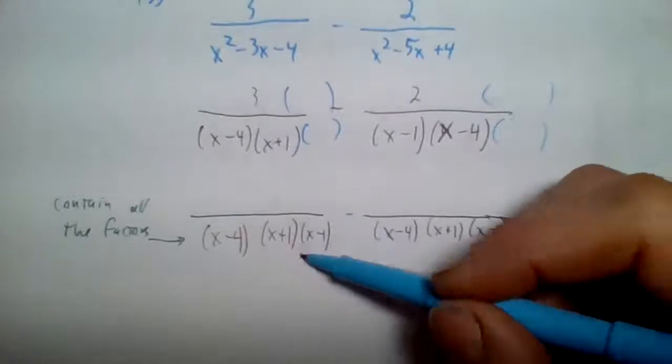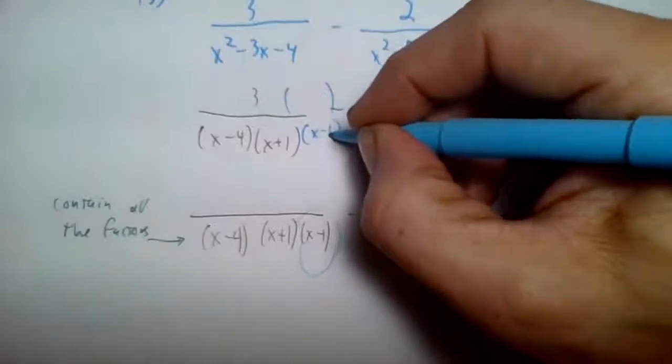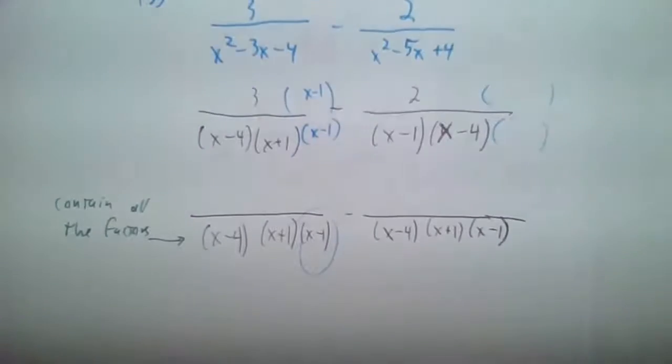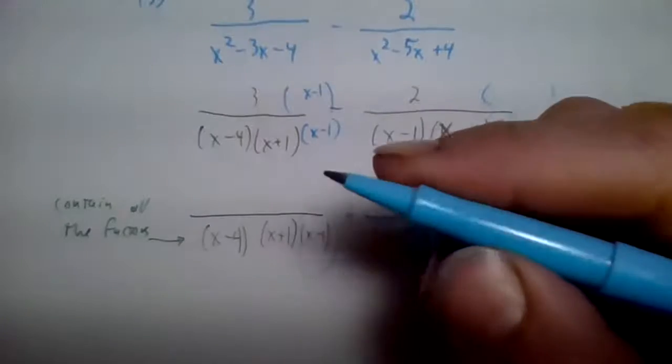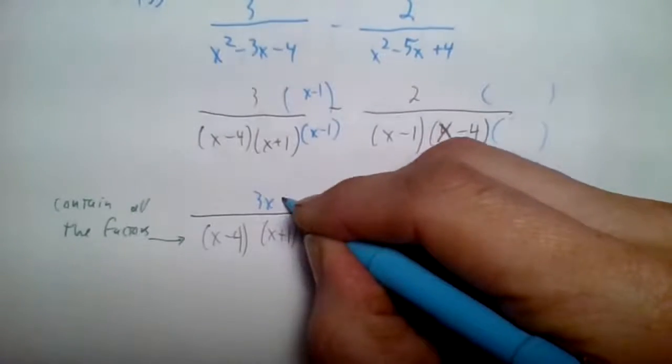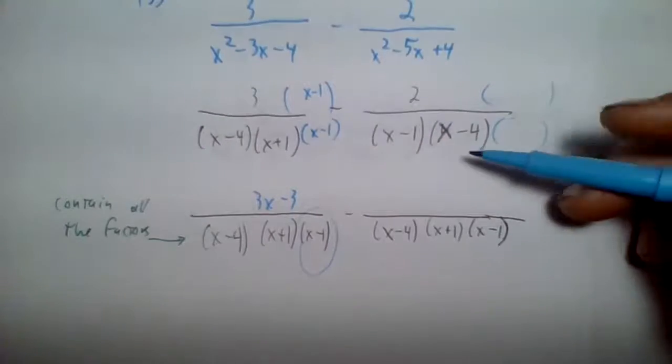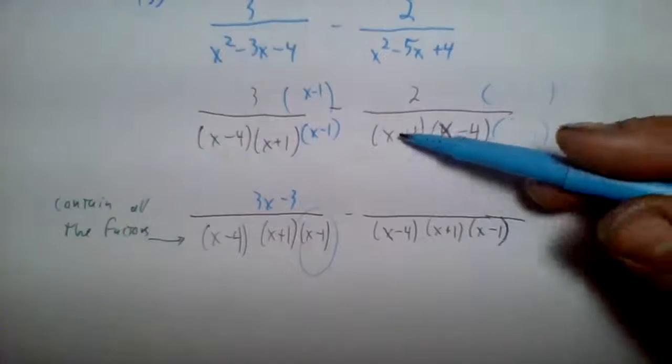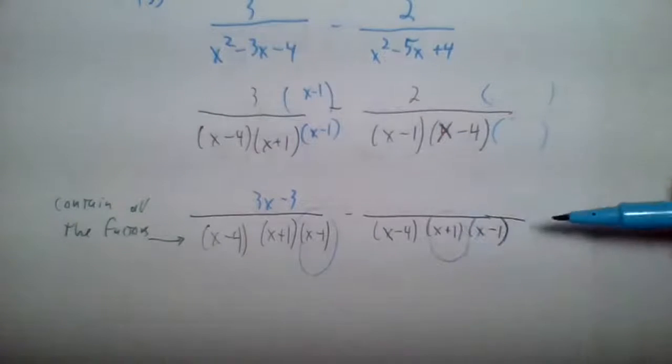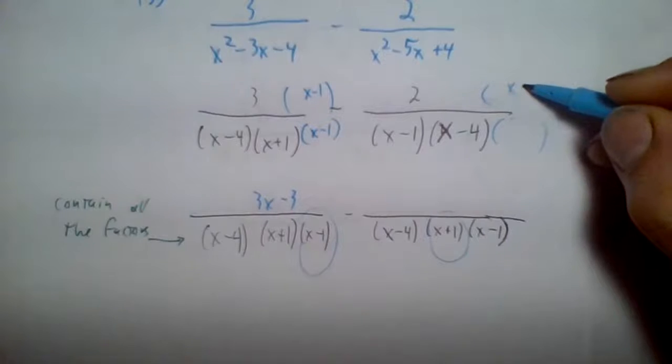Comparison here, missing that one. That's what's got to go here. So that's what I multiply by on top. 3 times x minus 1. And then comparison here. They're out of order a little bit, but what I'm missing is the x plus 1 factor. That's what's got to go here.